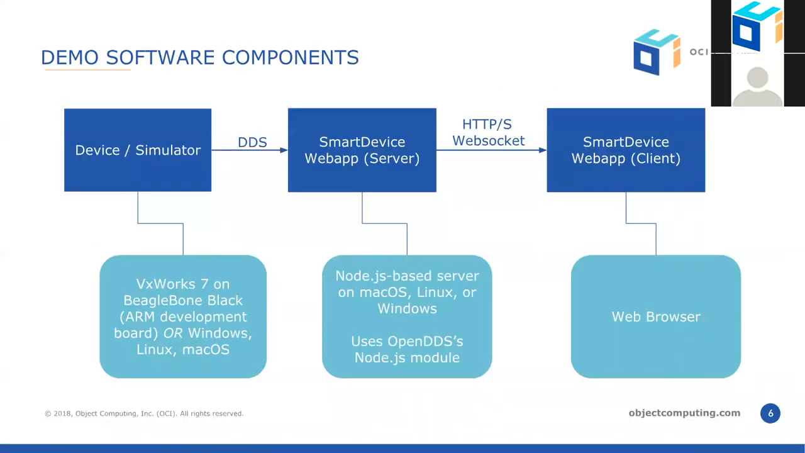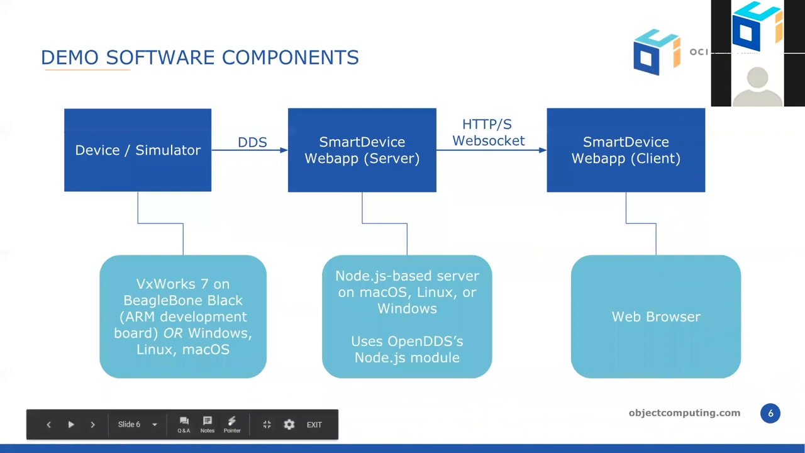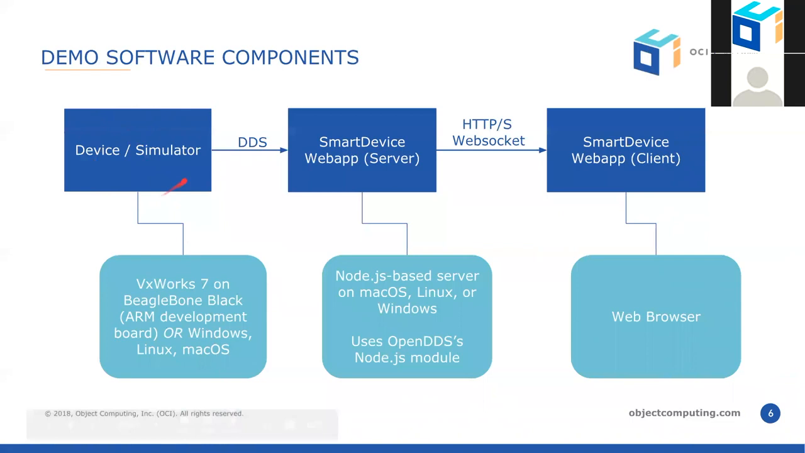This demo will be based on three software components. A device or simulator is shown on the left of this slide. The device or the simulator, in this case we'll just be using a simulator, will be sending valve pressure readings out on the network using DDS to communicate with the smart device web app. So from DDS's point of view, this device publishes data and the web app subscribes to it.